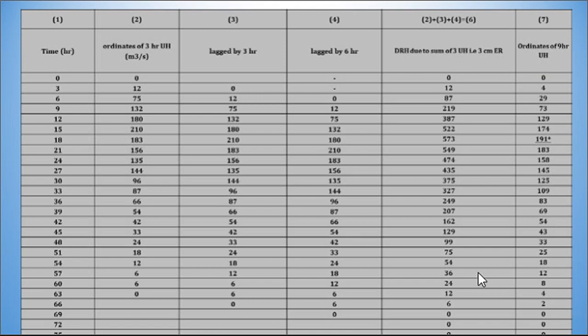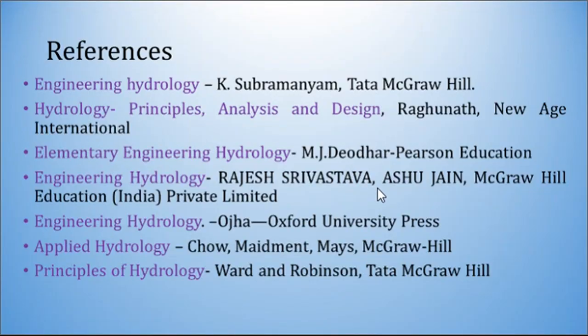So these are the 3 scenarios by which you can find out either a unit hydrograph from a flood hydrograph or a flood hydrograph from the given unit hydrograph. We will see some more numericals in the coming session. Till then, just go through the video, seek some references. These are some good reference books I have mentioned over here.